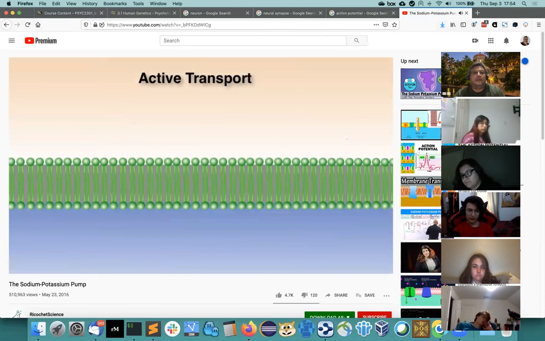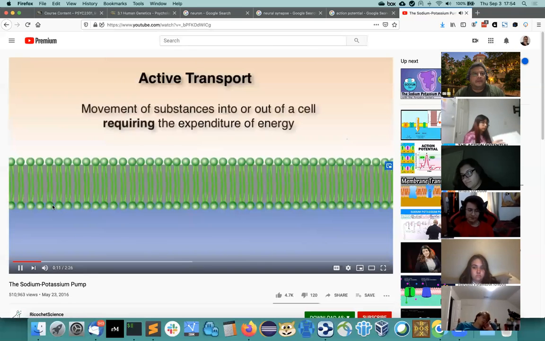Active transport is a type of cell transport that requires the input of energy in the form of ATP.